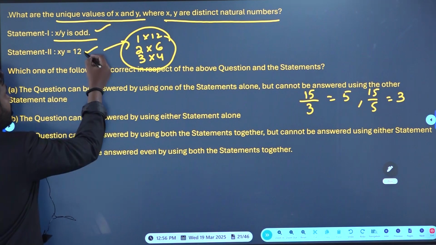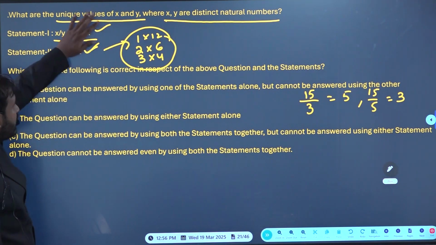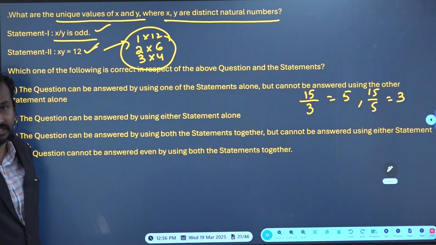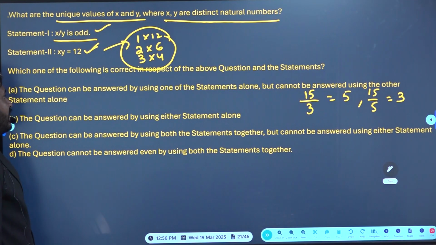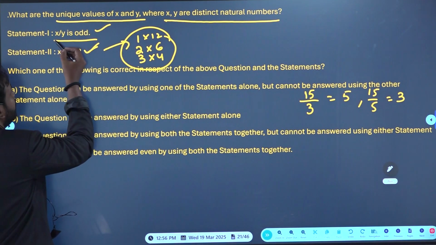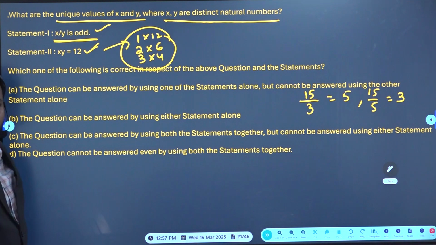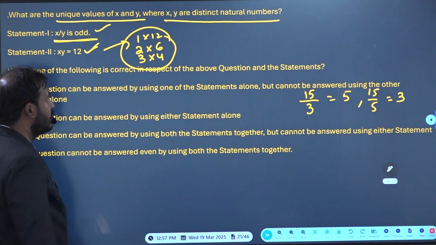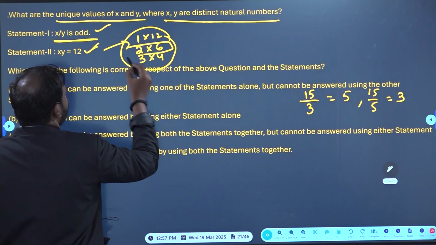So by using statement 2 alone, can I tell my answer? No, I cannot tell. Now I will combine both the statements, that means statement 1 and statement 2, and I will check whether I can tell my answer or not. Now see here, from statement 1, what is it telling? X by Y is odd. Now tell me, by taking which numbers can I get X by Y as an odd number here?